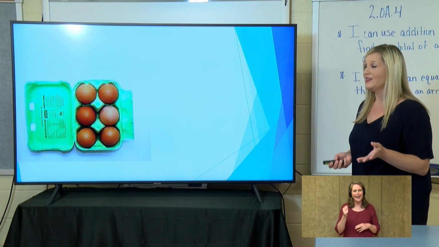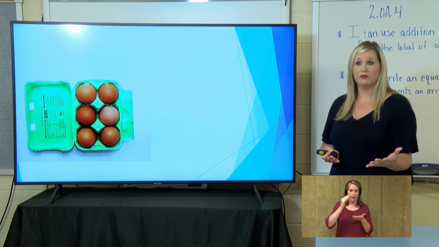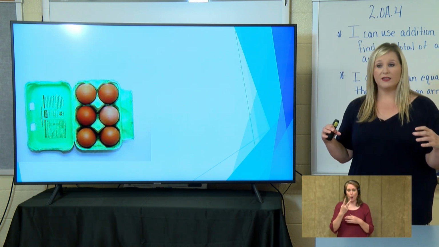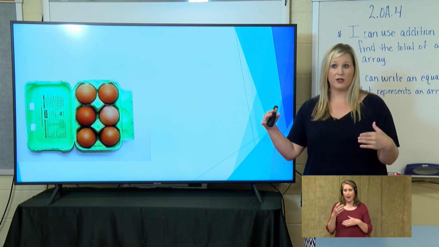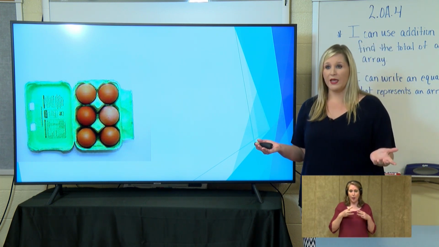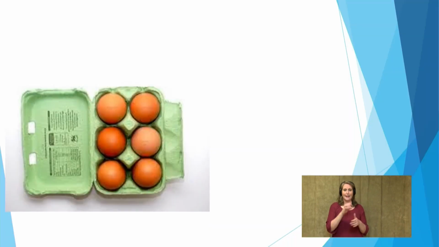Yes, it's some eggs. Now, we know that eggs are sold in different amounts. So sometimes you can buy 6 eggs, sometimes you can buy 12 eggs, and sometimes you can buy a carton of 18 eggs. And they are all sold the same way in an array. So this carton of eggs shows 6 eggs. How many rows do you see? I see 3 rows. And how many is in each row? There are 2 eggs in each row.